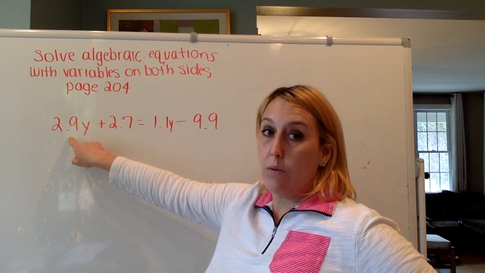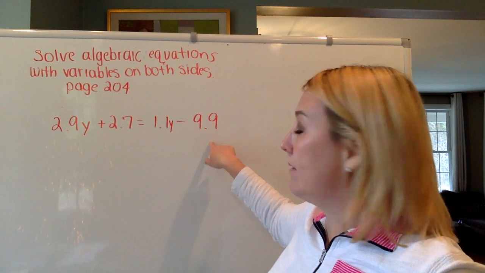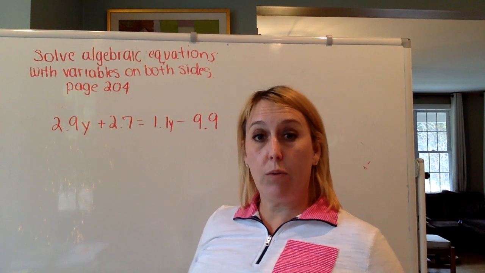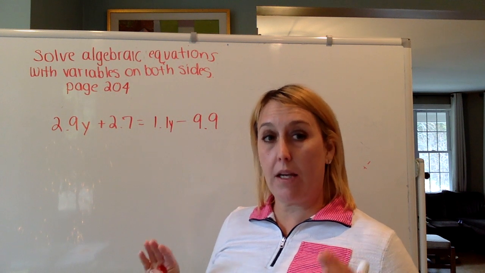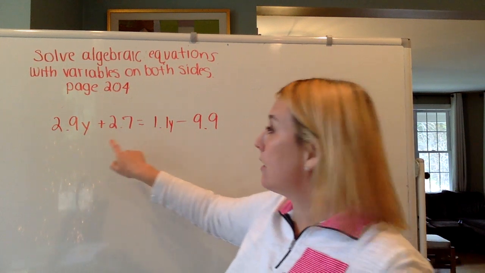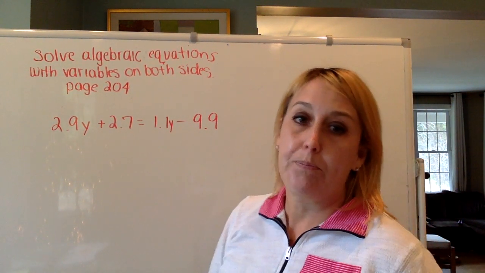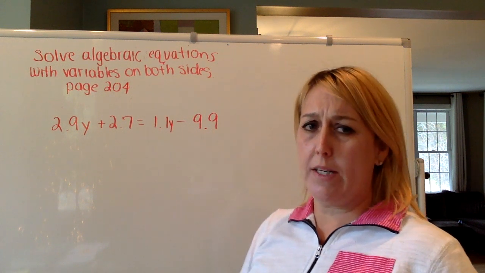So 2.9y plus 2.7 equals 1.1y minus 9.9. So that's always what you want to start with, just looking at your problem and thinking about it. I've got my y variable here. I've got a y variable here. I've got a constant plus 2.7 and a constant of negative 9.9.